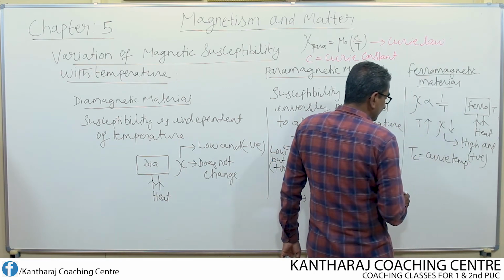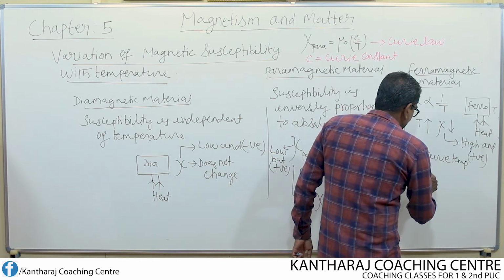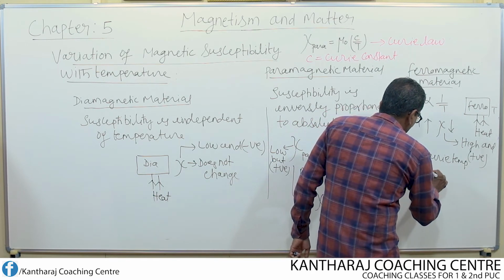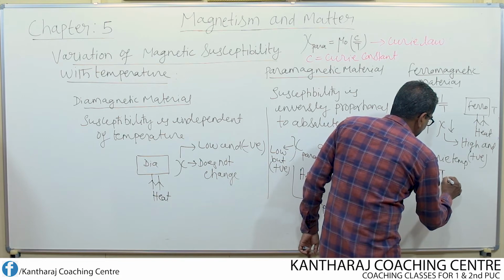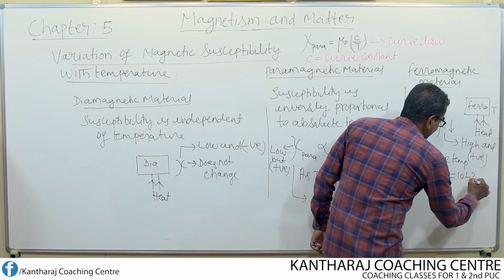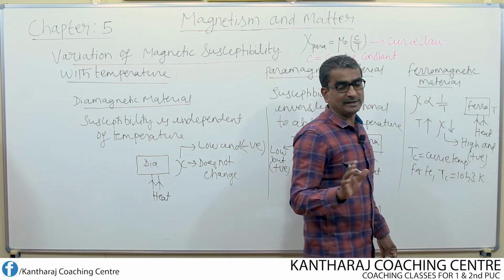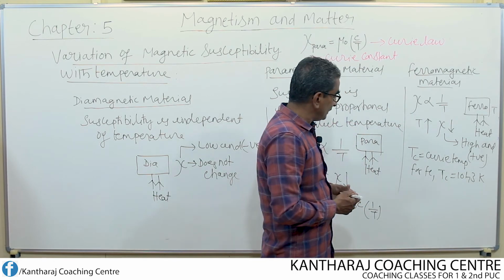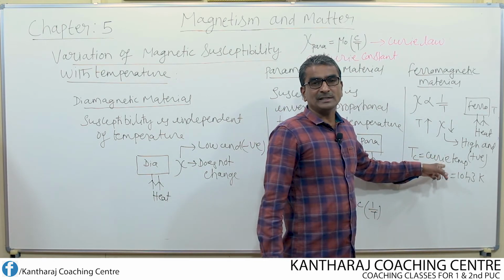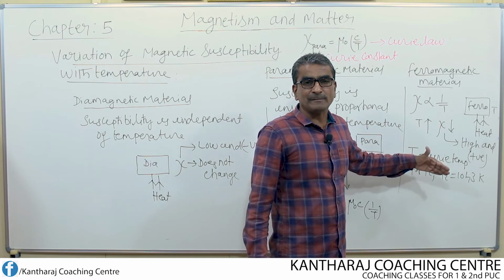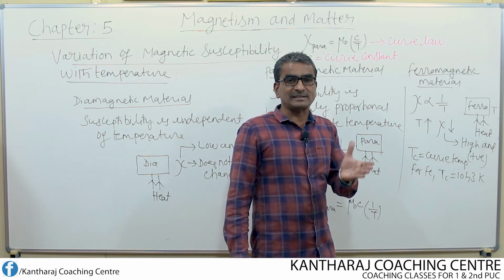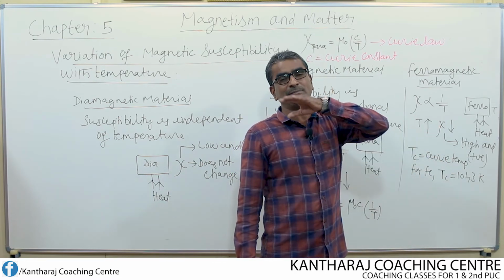Suppose for iron, the Curie temperature is 1043 Kelvin. What does it mean? First of all, Curie temperature means what? It is the temperature at which ferromagnetic material gets converted into paramagnetic material.